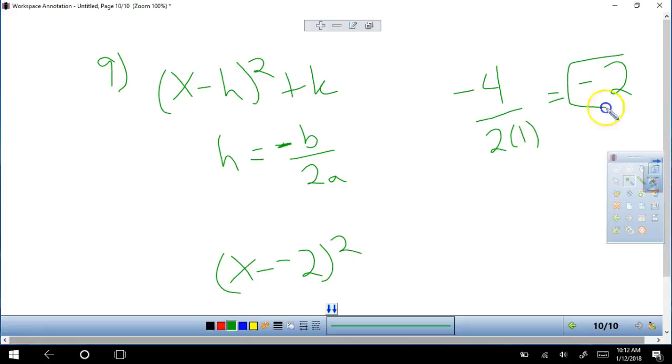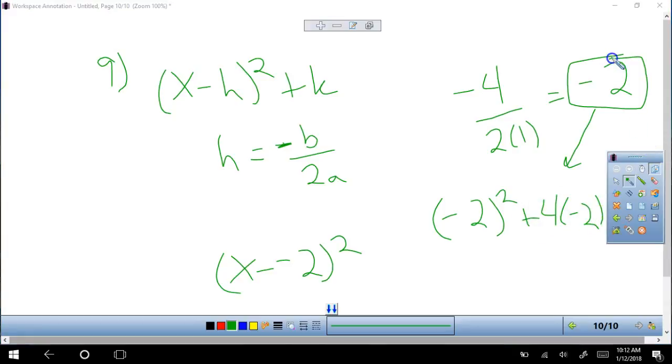Now to find k, I take this and I plug it into my original equation. So I plug it into negative 2 squared plus 4 times negative 2. Get out of my way, toolbar. Alright, I'm just going to write below here. Plus 7. When I plug that all in, that's 4 minus 8, plus 7, so it's negative 1, 3. I got 3.